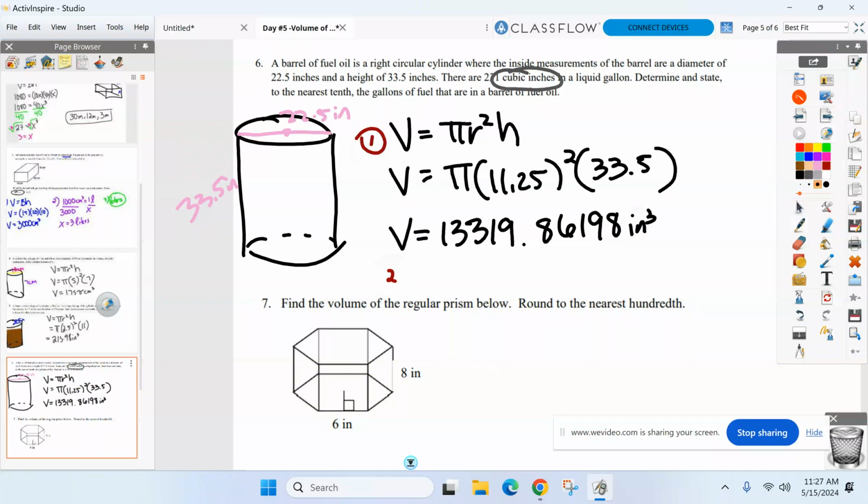All right, step 2, convert that into liquid gallons. That's where the 231 comes into play. If you don't know what to do with the 231, make a darn proportion out of it. 231 cubic inches equals 1 gallon of oil. Over, pop your volume underneath 231, X under gallons, and cross multiply if you have to.